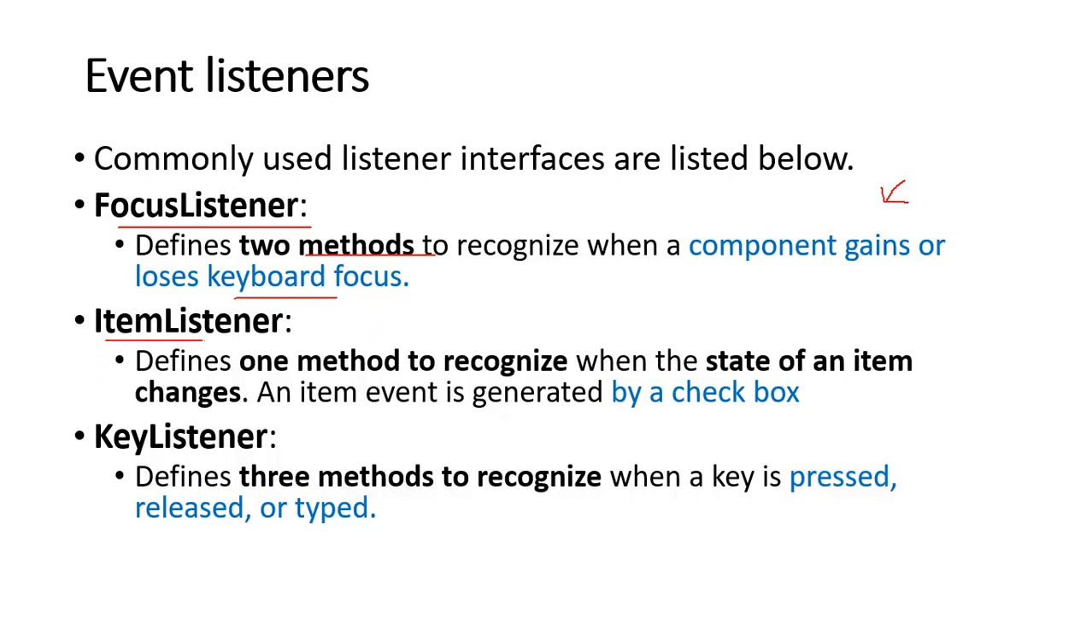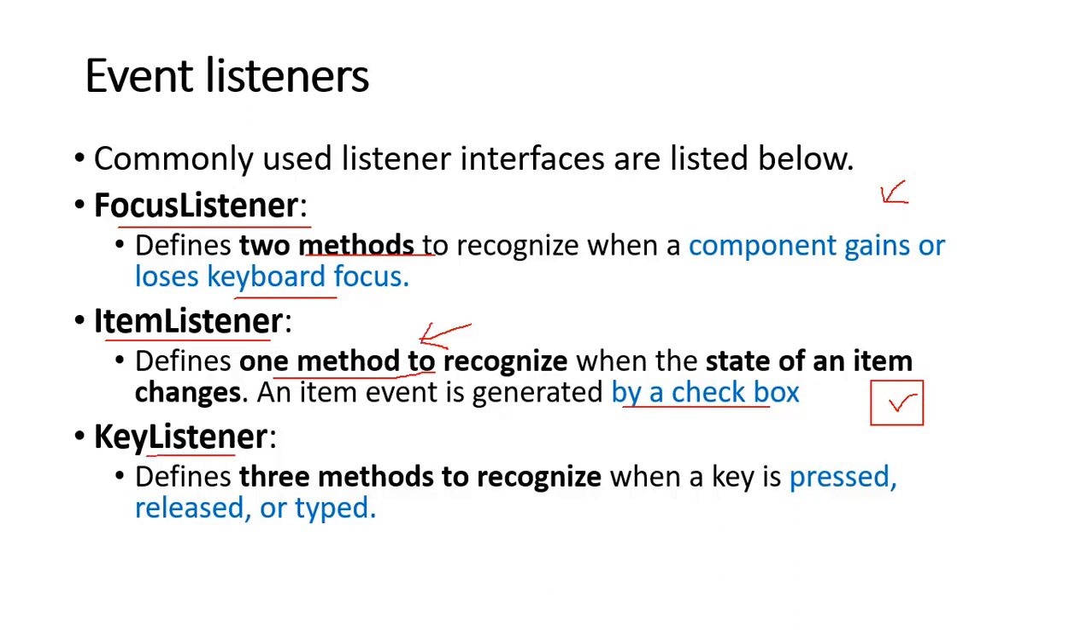Next listener is the item listener. There is only one method that you need to override. Now this has to do with the state changes, in particular the checkbox. When the checkbox is clicked or when it is unchecked. So only one method you will have to override.